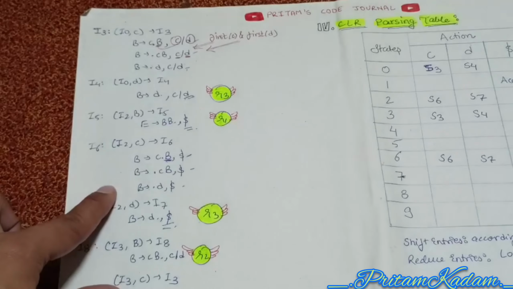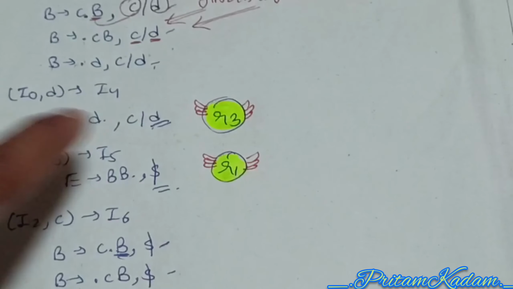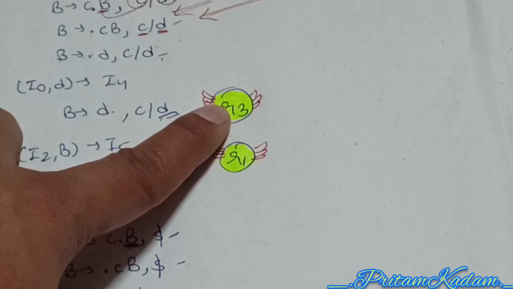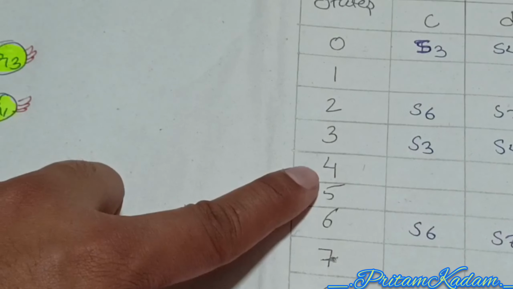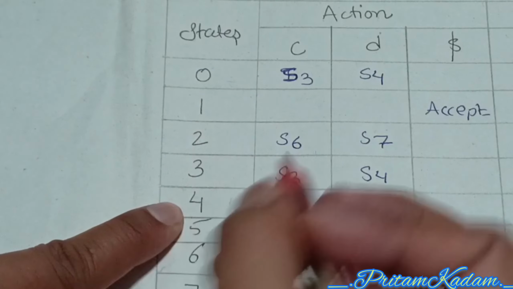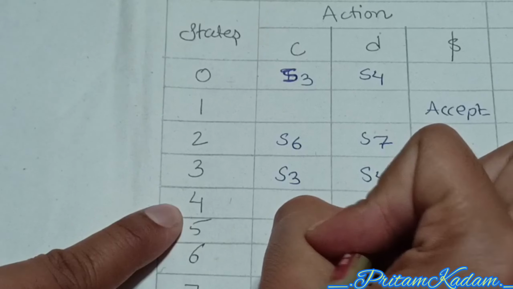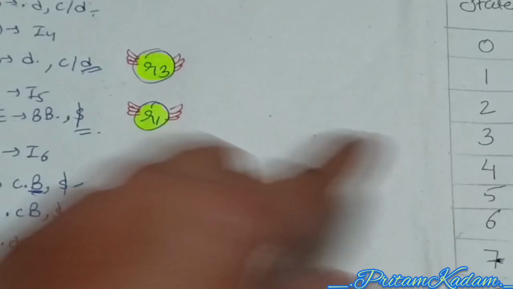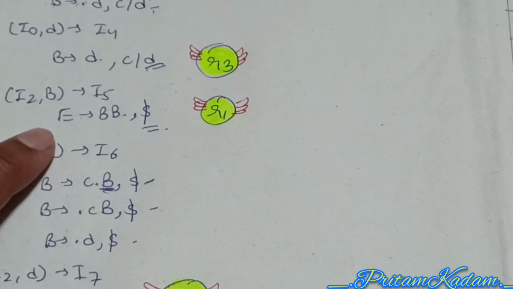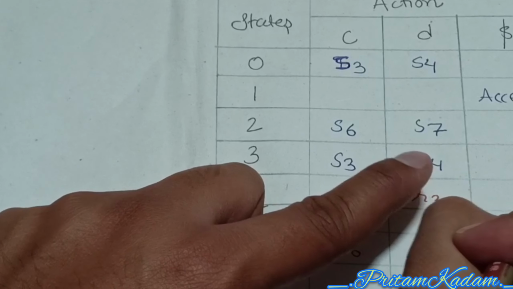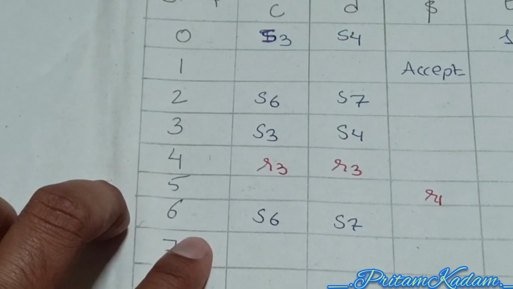Now we will just have to write the entries in the table. So under the C and D part in the I4, I will write R3. Okay. So R3 has to be written under the C and D part in I4. Okay. So R3. Now for the next part, I will write R1 under the dollar part in I5. Under the dollar part, I will write R1. Okay.